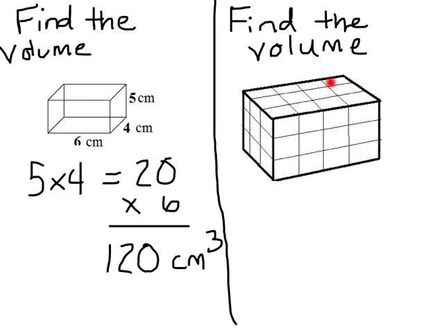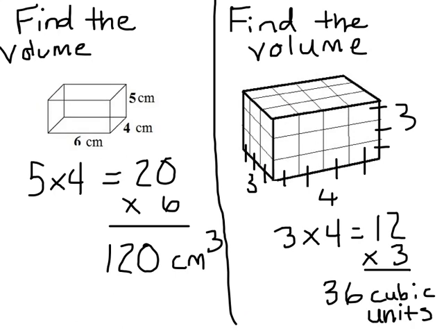Now, find the volume of the rectangular prism on the right. Start by finding the length, width, and height. The correct length, width, and height are 3, 4, and 3. When I multiply 3 times 4 to find out how many cubes are on the bottom layer, I get 12. Then, when I multiply by 3, I get 36 cubic units.